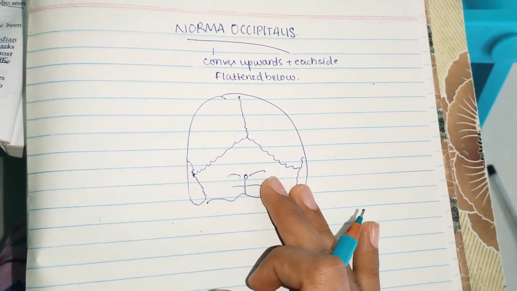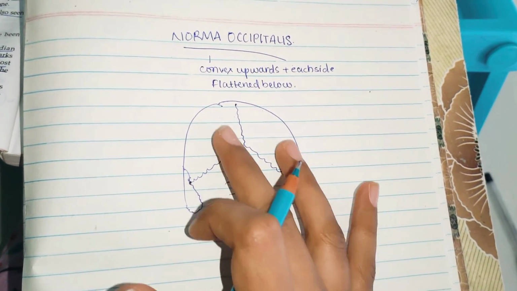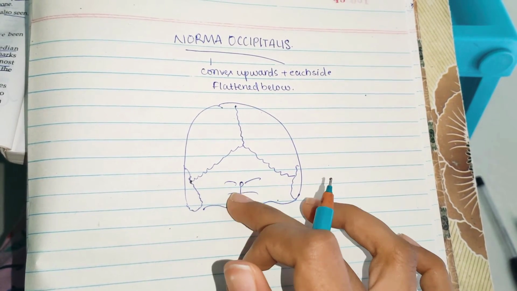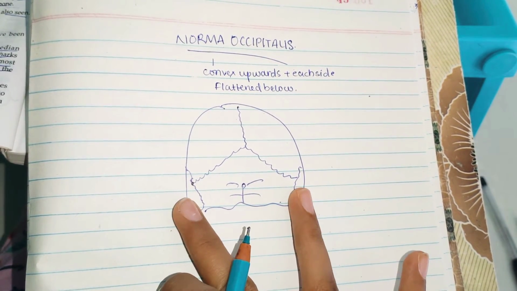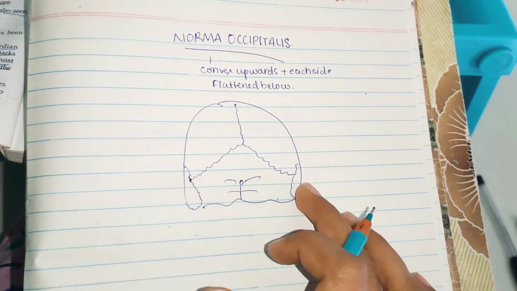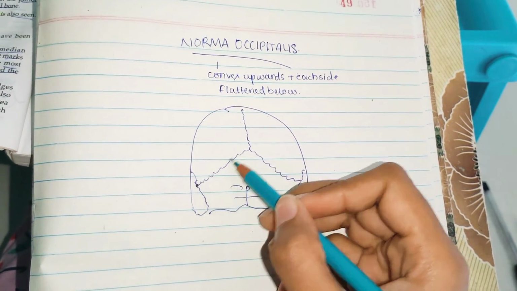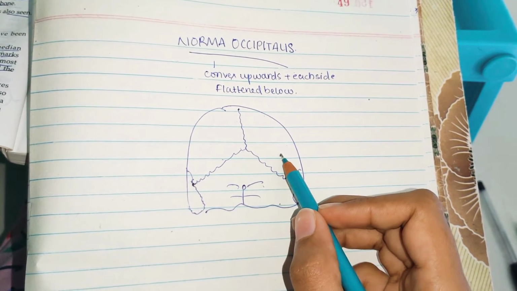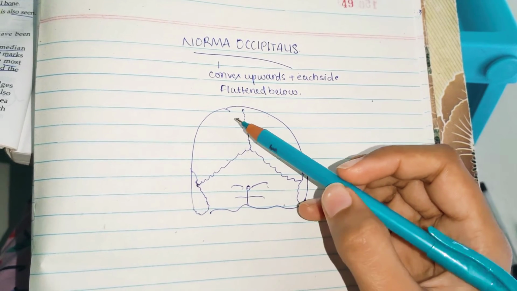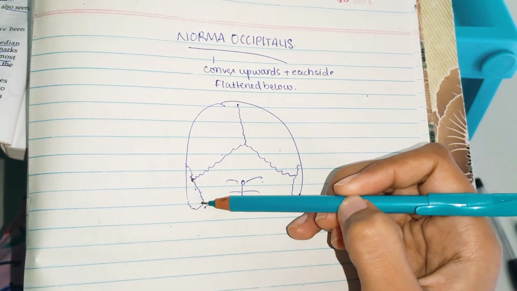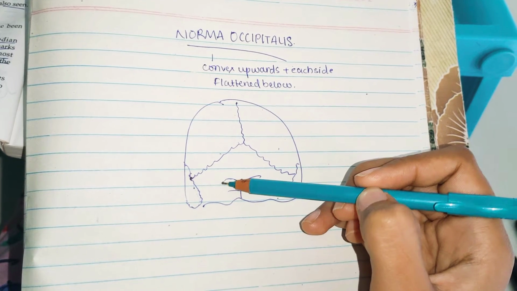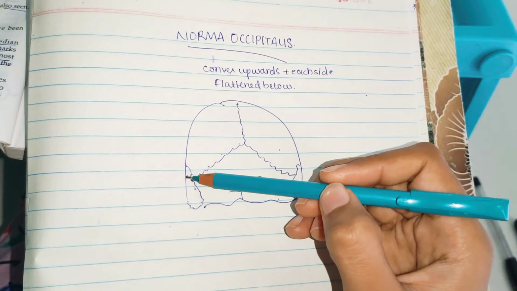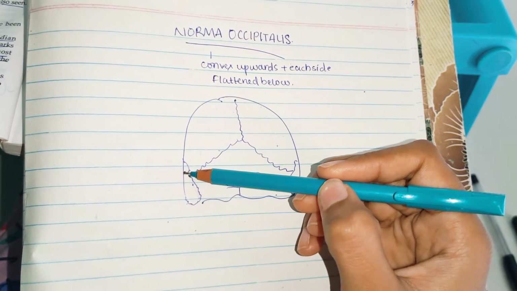It is convex upwards and also on each side, but on the lower side it is flattened. Now coming to the bones seen, the posterior parts of the parietal bones are seen above, and the upper part of the squamous part of the occipital bone is seen below, and you can see the mastoid part of the temporal bone on each side. Now coming to the sutures, you have your lambdoid suture, which is between the occipital bone and the two parietal bones, and you have the occipitomastoid suture, because it is between the occipital bone and the mastoid bone. And you have a parietomastoid suture, which is between the parietal bone and the mastoid bone.